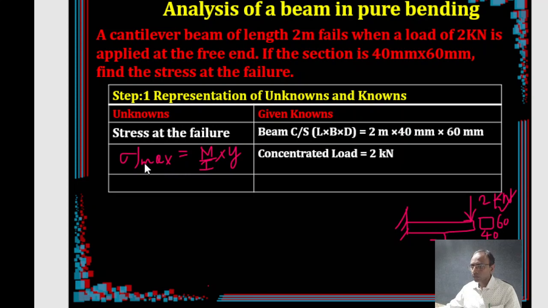If you want to calculate sigma max, your M should be the maximum value and your y should be the maximum value. So you have to take the maximum bending moment, and you have to take y max. Y max means the farthest fiber from the neutral axis. So this is your y, right? So straight away everything is available here. Let's say you want M.